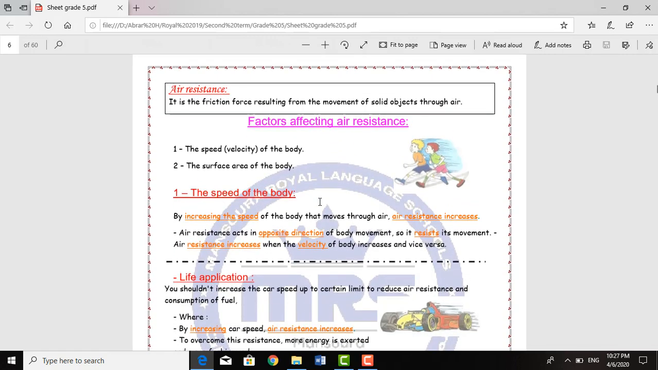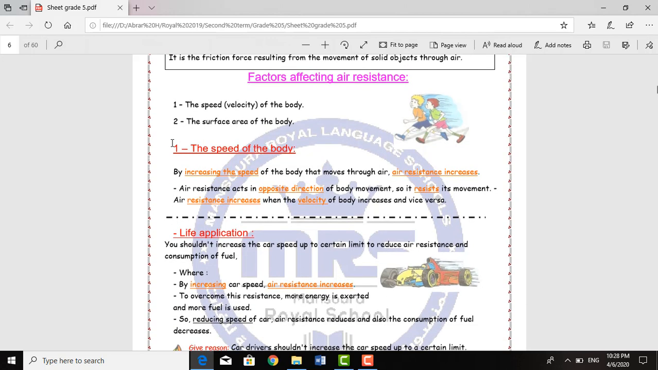What is the meaning of air resistance? It is the friction force that results from the movement of solid objects through air. What are the factors that affect the air resistance? I have two factors only that affect air resistance. The first one is the speed or the velocity of the body, and the other one is the surface area of the body. And these two factors have a direct relation with the friction force.